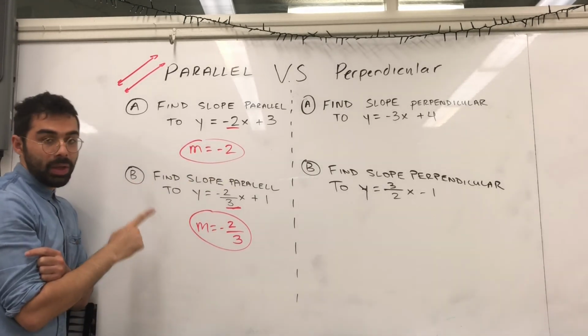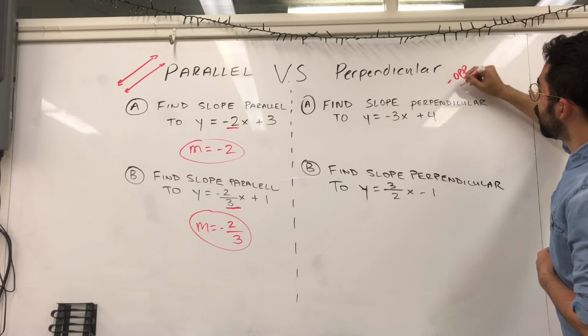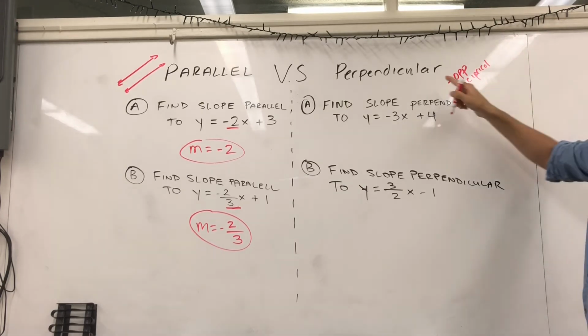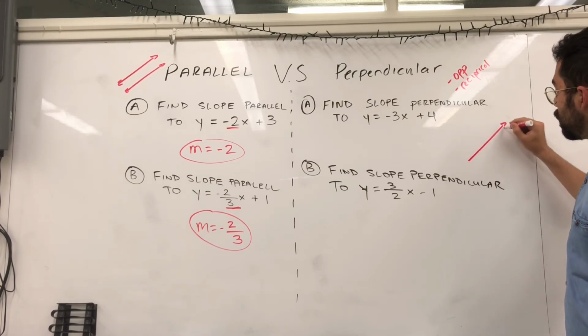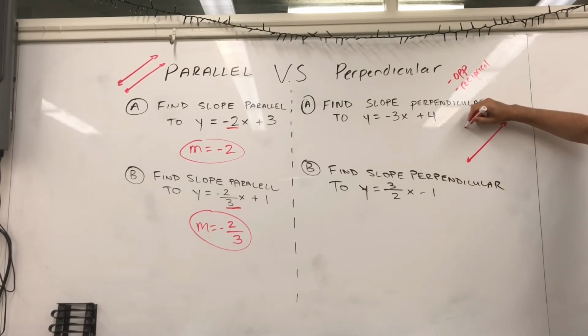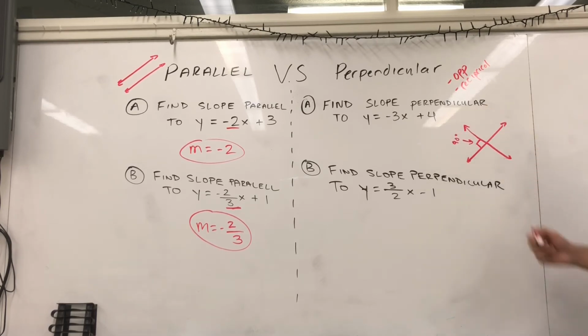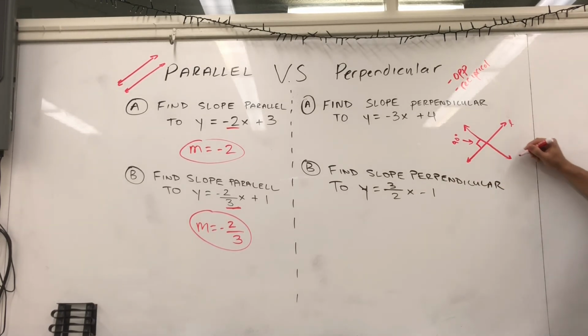To find something perpendicular, you've got to go through two steps. You've got to remember opposite and reciprocal. An example of this would be, if I have a line going this way, a line perpendicular to it would be a line that goes through it that makes 90 degrees. That would be a line that's perpendicular, let's say, to line L. So line L and line M are perpendicular lines, okay?